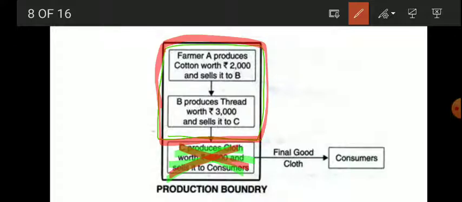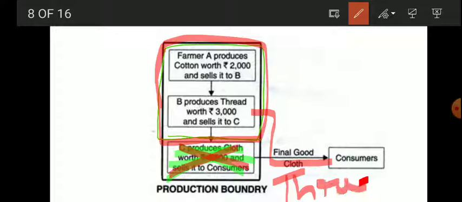Because when farmer A produced the cotton, he sells it to producer B, and B produces the thread, and from B you purchase that thread. Now it is not cloth, it is thread. You purchase that thread from producer B, and therefore the thread will become what? Final good, because now the thread has come out of that boundary line.